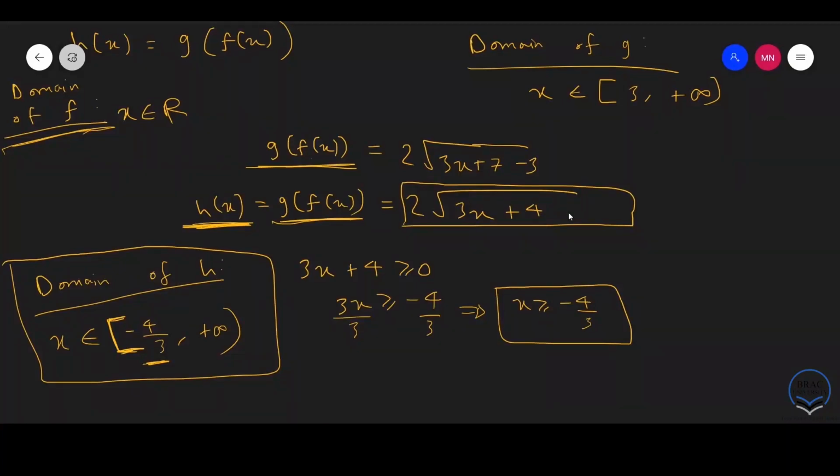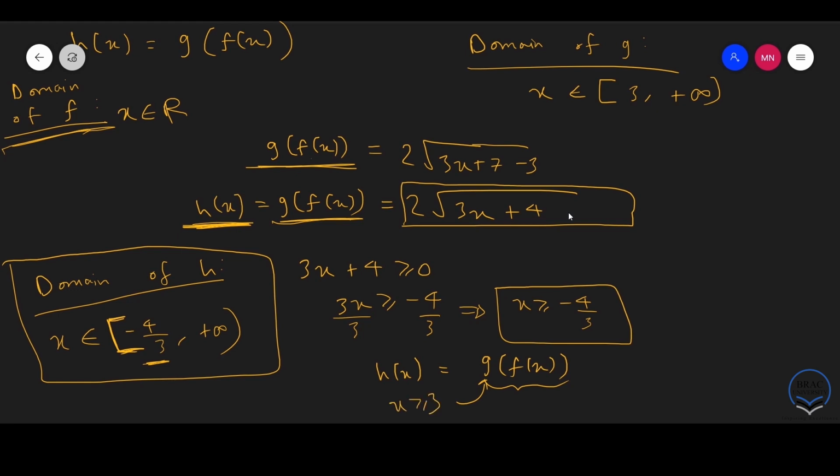So when x is greater than or equal to minus 4 by 3, so if we have h of x is equal to g of f of x, right? So when x is greater than or equal to minus 4 by 3, g of f of x is defined.